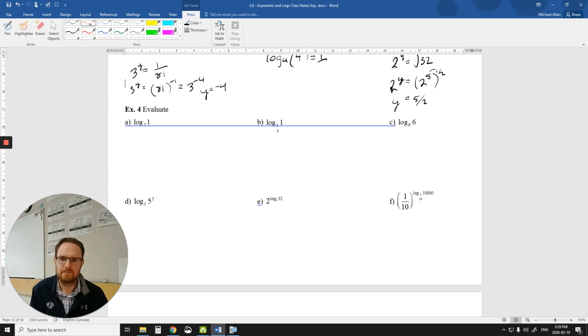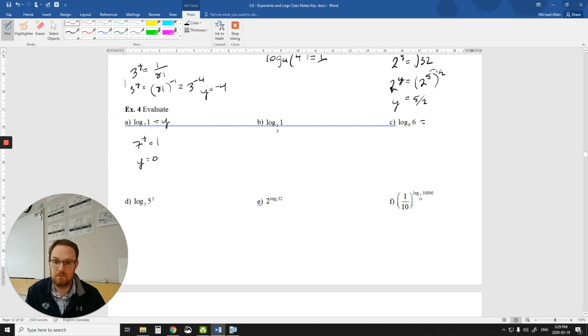So, what do we have here? We want to evaluate these now. We can evaluate these in your calculator, like these ones here. I'll come back to that one later. To evaluate these, we could also make it equal to y and change it into exponential form. We could say 7 to the y is equal to 1. What does y have to be to make this equal to 1?